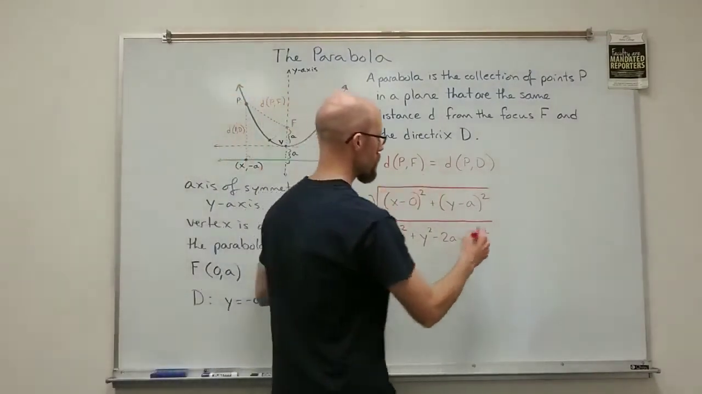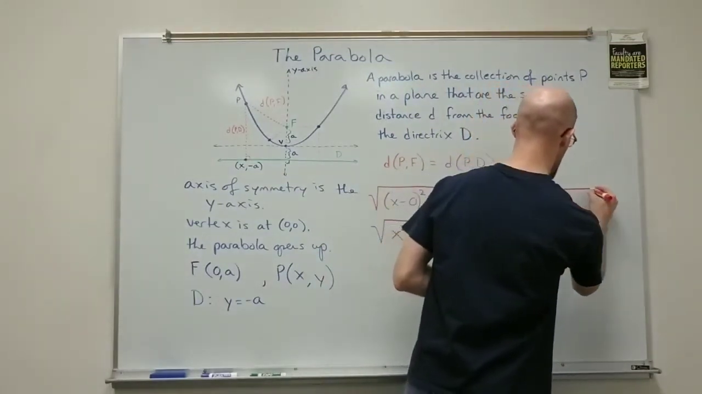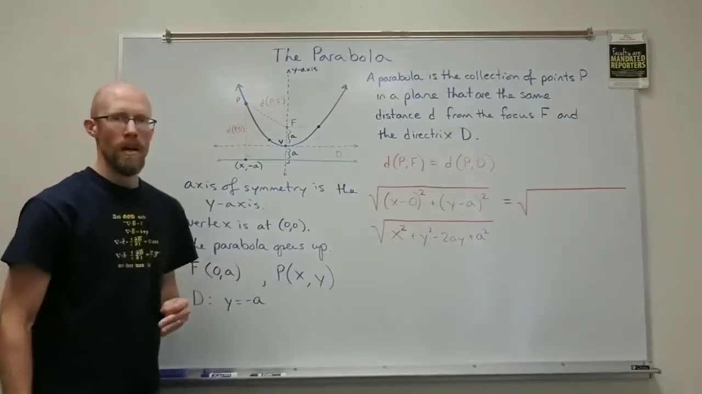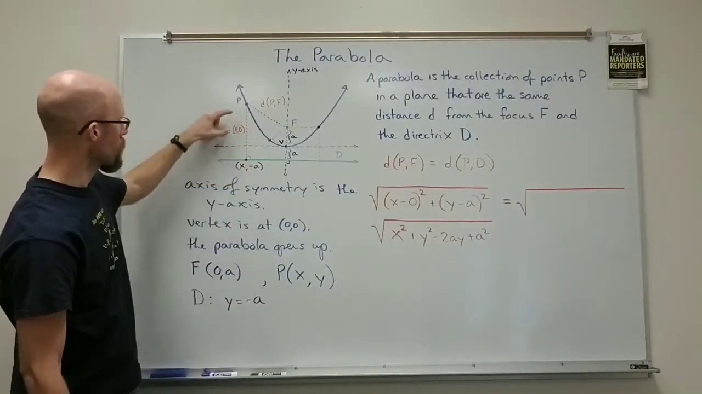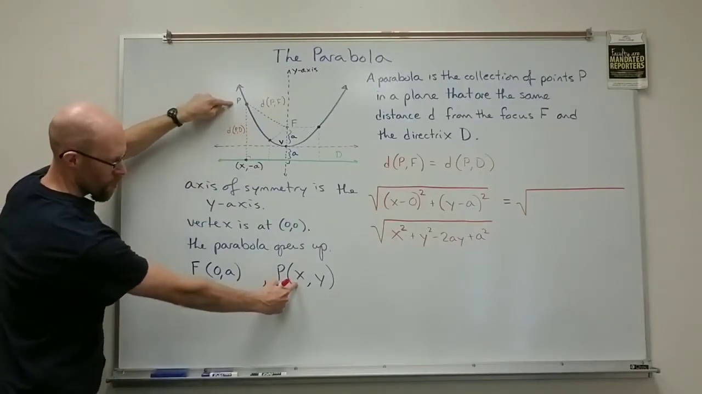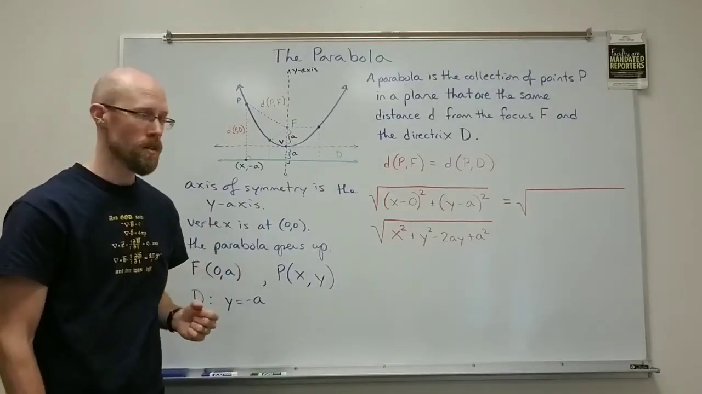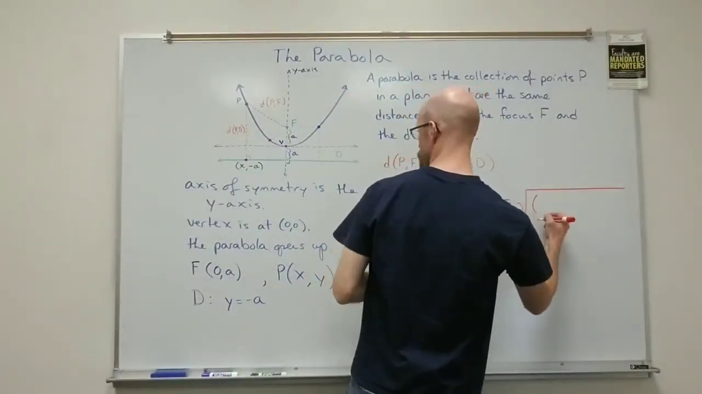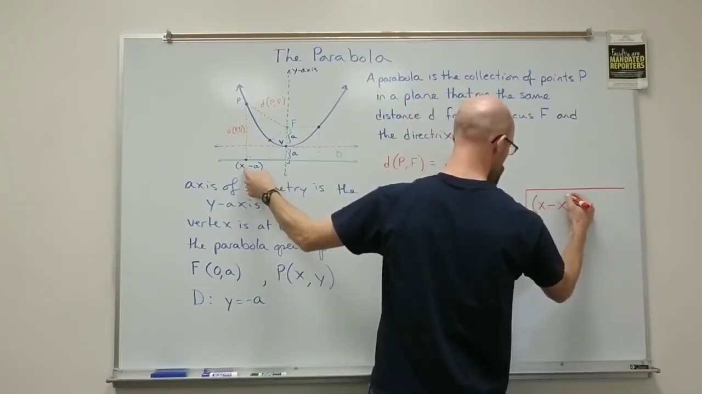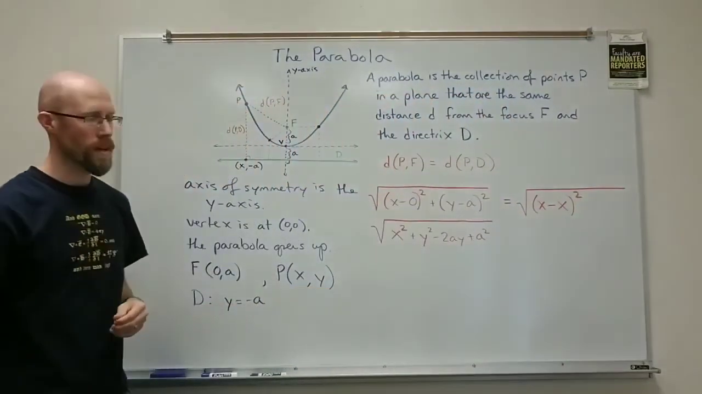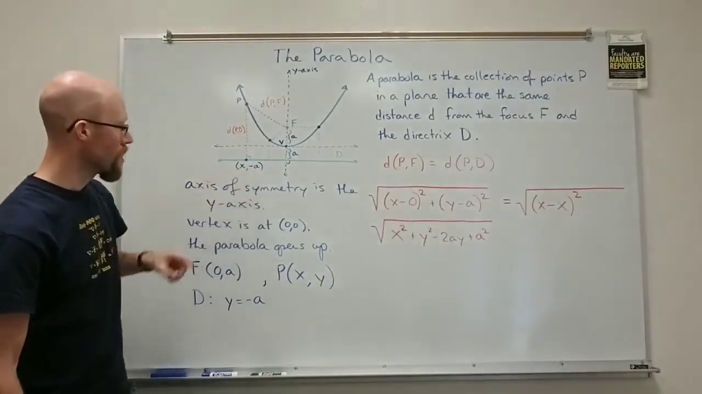Let's look at the distance between P and D. It also is going to be found using a distance formula. From P to D, the line D is going to be the distance between the coordinates x, y and the coordinates x, negative a. So if I look at the horizontal distance there, the change in the coordinates x minus x, well, there is no horizontal change there. So that's going to be 0. And y minus negative a.